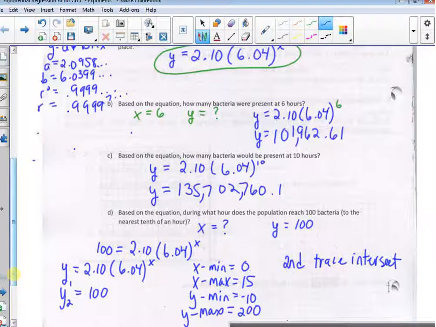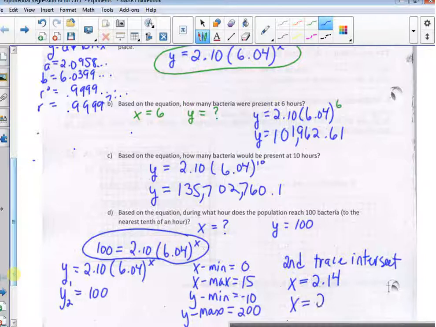So, I kind of guessed a couple of times in the beginning, but this will give you a surefire way to do it. And then we're going to actually learn algebraically how to solve this equation, 100 equals 2.10 times 6.04 to the x, algebraically using something called logarithms. That's for a later chapter. Back to second trace intersect, we got x was 2.14 to the nearest tenth of an hour. That's 2.1 hours. Okay, and that's how you can do some exponential regression.